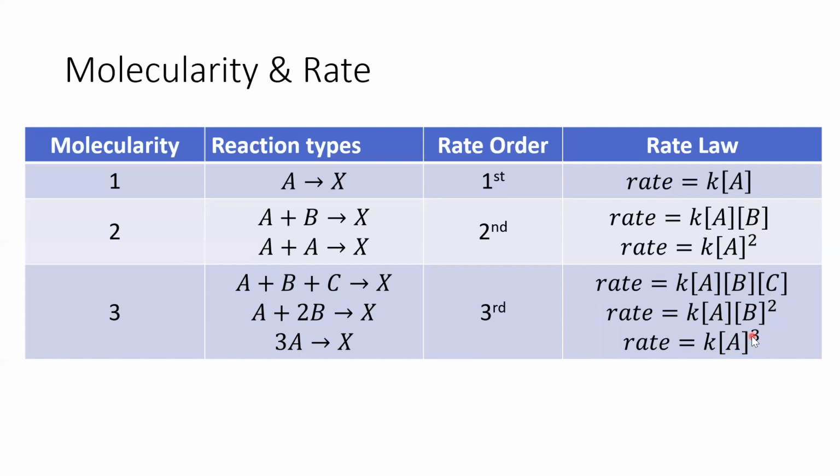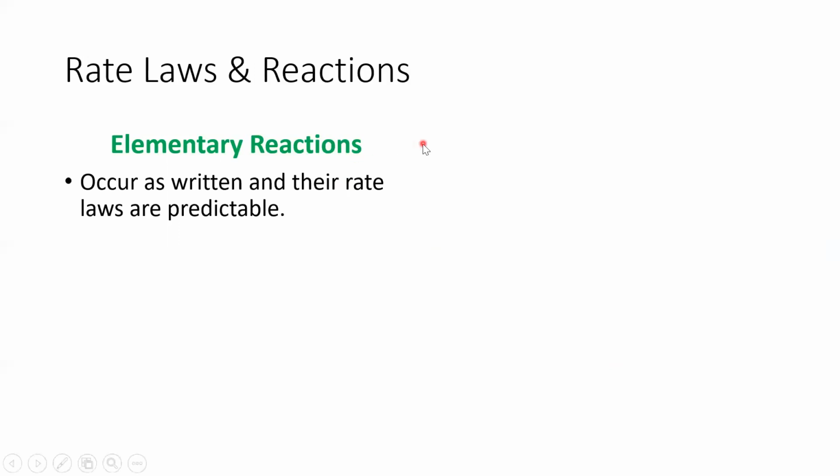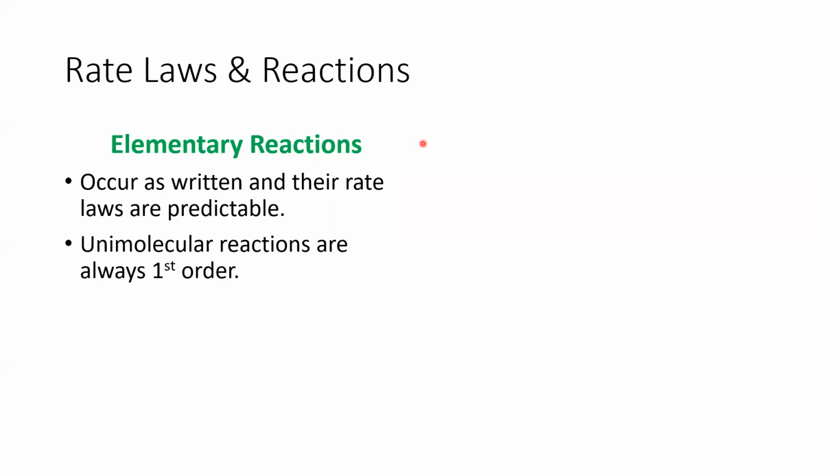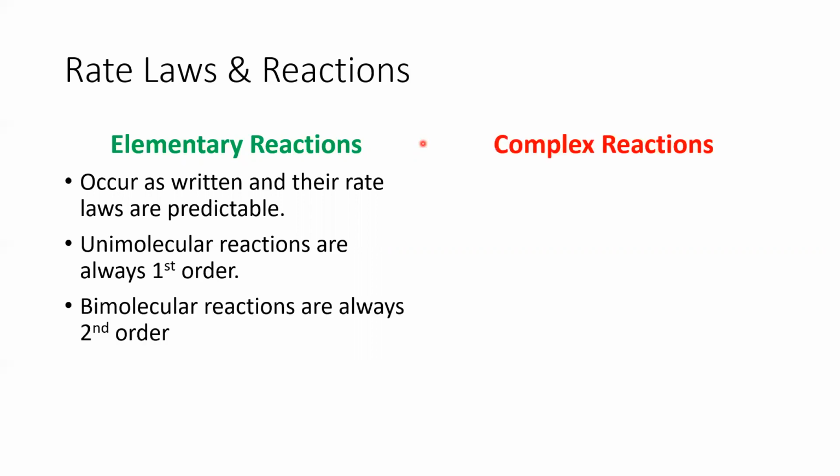the third. Now, let's look at rate laws and reactions. So when we talk about elementary reactions, elementary reactions are reactions that occur the way that they're written. There aren't steps in the mechanism. They occur just the way they are. And if that's the case, then we can use the stoichiometry in that reaction to figure out the rate law. So unimolecular is first order and bimolecular is second order. Termolecular, rare, but that would be third order.